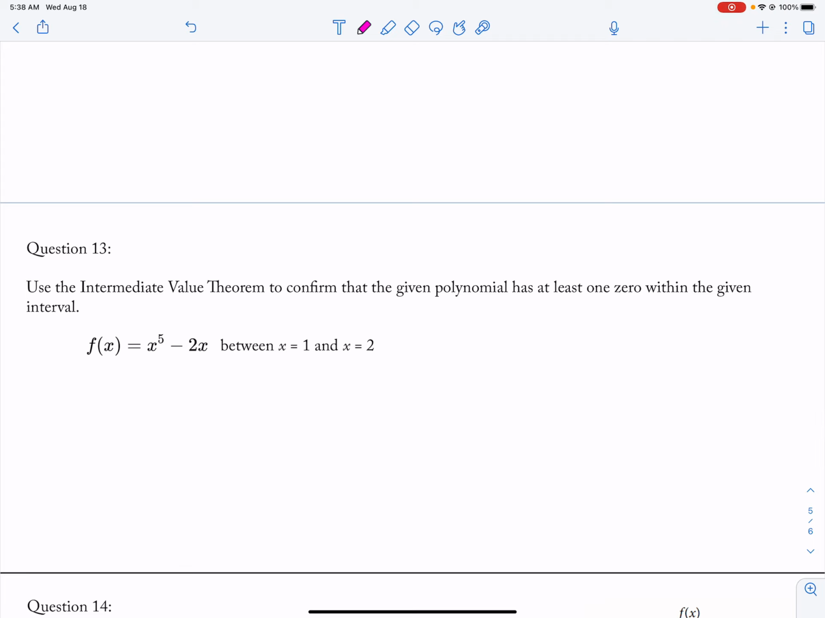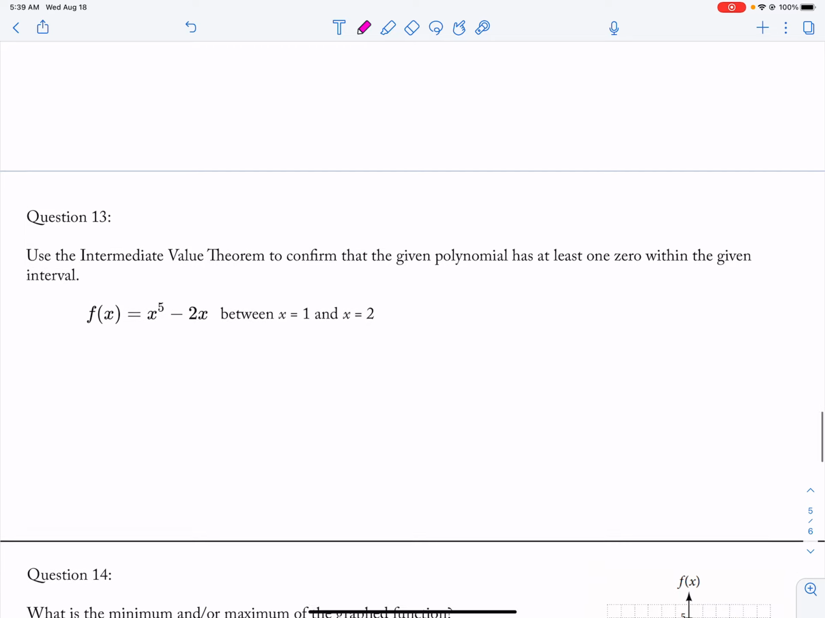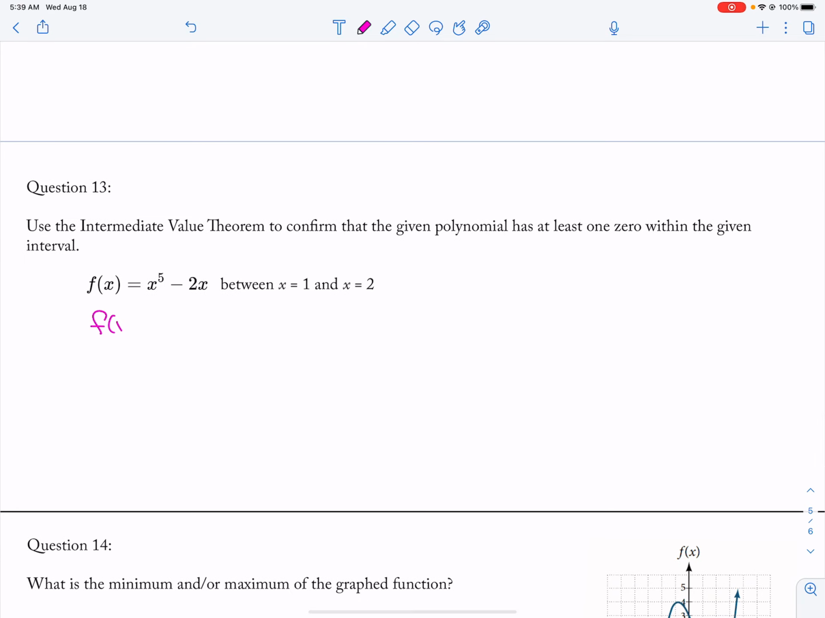If you forgot what the intermediate value theorem is, go back and read the notes. If you go back to the notes pages, you can look up the intermediate value theorem. I want to show that there's at least one zero in the given interval. So I want to find f of 1. F of 1 is 1 to the 5th minus 2 times 1, so f of 1 is equal to negative 1. Then I'm going to find f of 2.